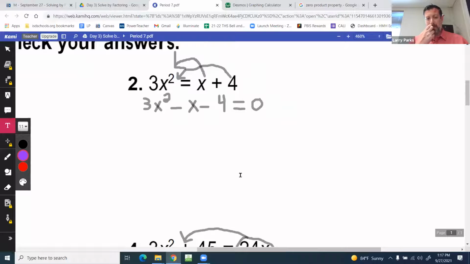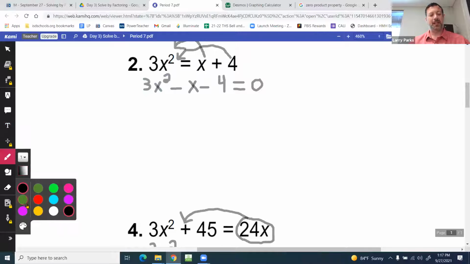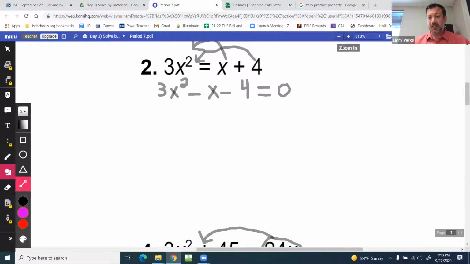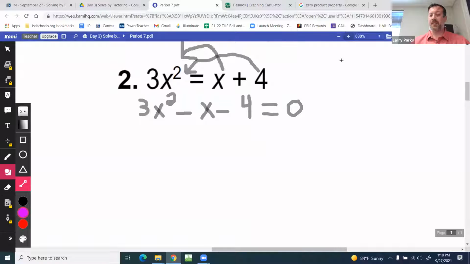Number 2. Number 2 looks a little different. It's already in standard form. We did that a few minutes ago. The thing that makes this different is this 3. Remember last week, I taught you there was just one little extra step. And I'll do it over here because I need all the space I could get. The extra step was you take 3 times -4, that's -12.